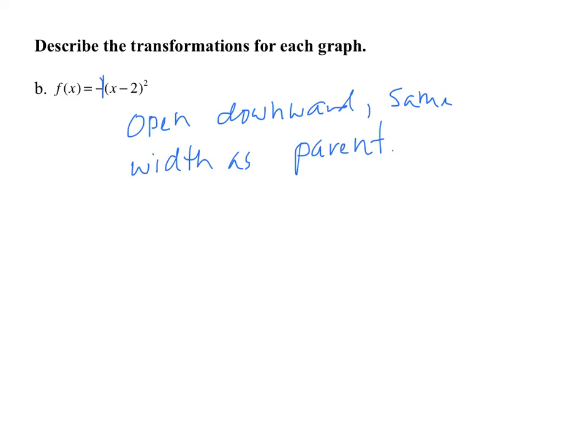Then I look at the h value. I notice that the graph is going to shift 2 units, and because it's subtraction, it's going to move to the right. And then I notice there's no k value, which means it doesn't have a shift upward or downward, which you don't really need to mention if it doesn't move at all, or you could mention and say it's got no shift up or down. But this is pretty sufficient here. So we have that this parabola is going to open downward. It's the same width as the parent. It's going to shift 2 units to the right.